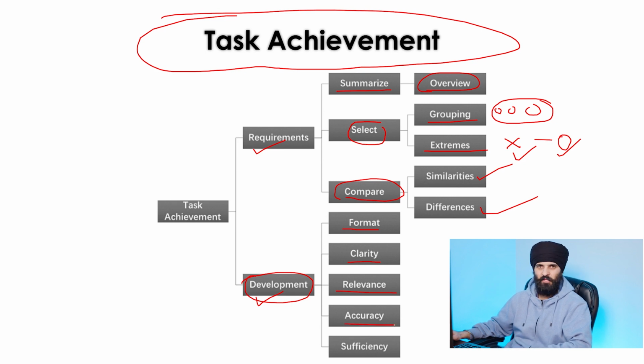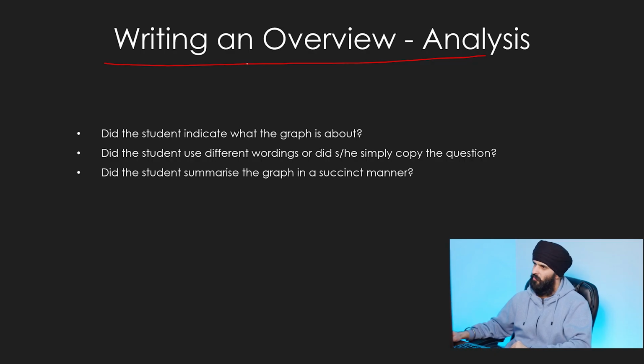Then you have to be accurate with the data. You can't just go about saying there's 15% data that's going up, whereas in the graph, it only shows 10%. Don't do that. That'll cause you a lot of trouble. You'll lose points. Finally, sufficiency. You have to write 150 words minimum. Anything less than that, nope, you lose points. Don't do that. So hit your minimum, make sure it's sufficient. So now you know what task achievement is about, right? Let's move further on. Let's talk about writing an overview. And when you have to do the analysis, this is how usually the overviews are graded.